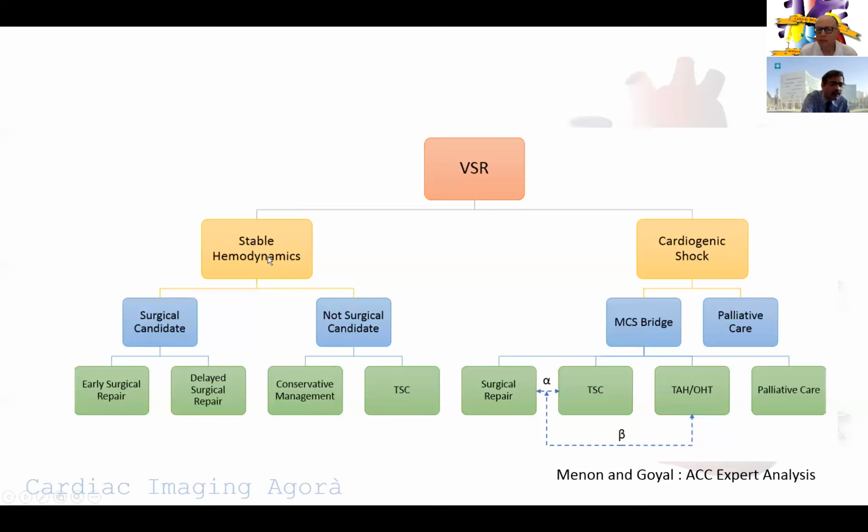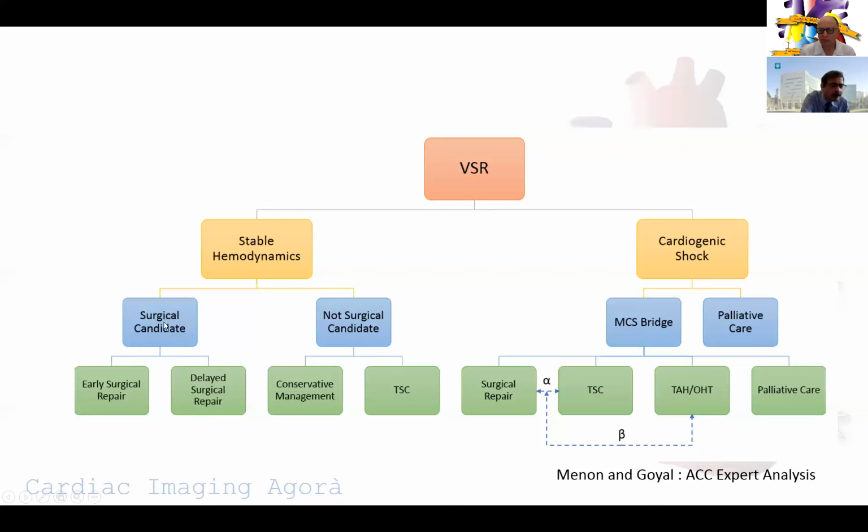On the other hand, with stable hemodynamics, if you have a non-surgical candidate, like an elderly patient or patient with multiple comorbidities, we do try a catheter intervention, or we go with conservative management and a natural history of a ventricular septal rupture. While the literature suggests that some people will survive over a few months, most people will succumb to the disease in the weeks ahead.